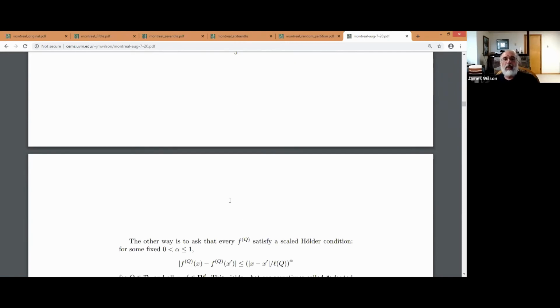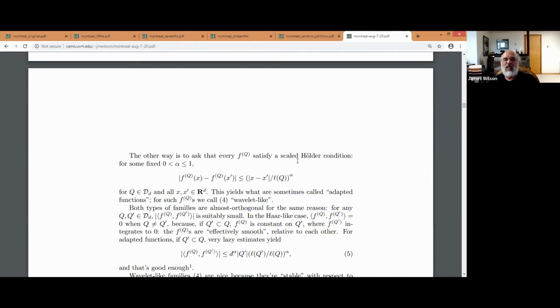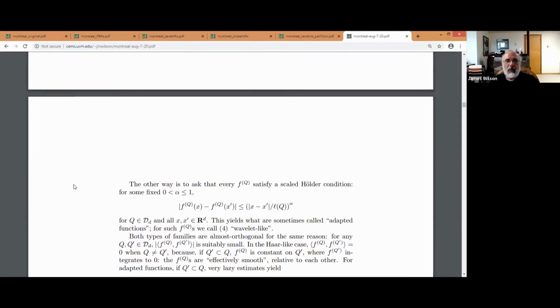And the other way is to ask that these fq's satisfy some scaled Hölder condition. You ask that for some fixed alpha between 0 and 1, this difference here, fq x minus fq x prime, be bounded by x minus x prime divided by L of q raised to the power alpha. Okay, for every q and d and all x and x prime in Rd. And this yields what are sometimes called adapted functions, although I think that's kind of an old-fashioned term. I'm going to call them wavelet-like. Okay. Now, both of these types of families, you see these conditions a lot in the literature.